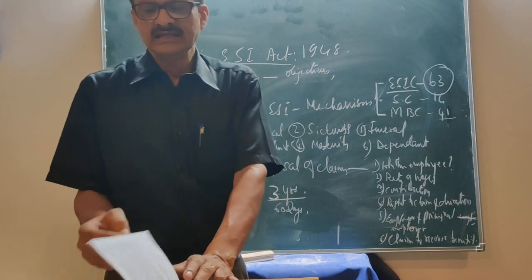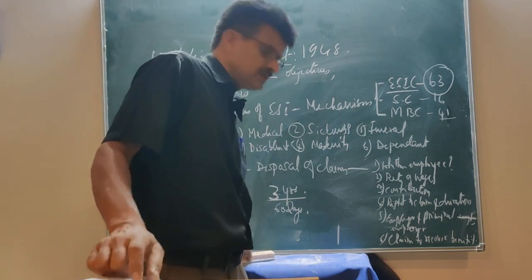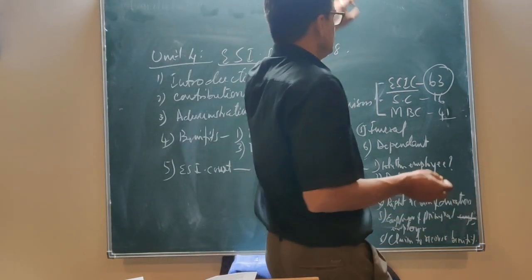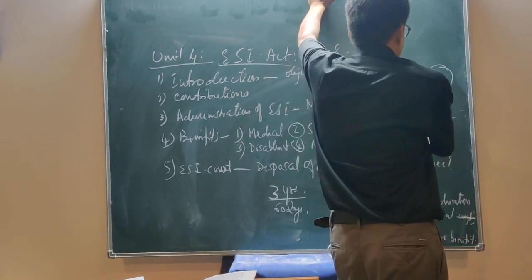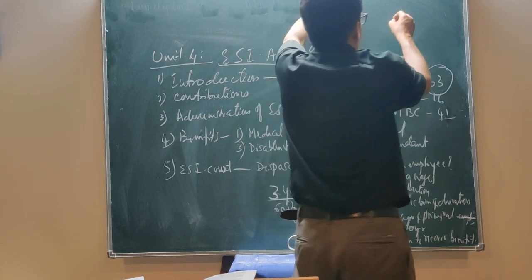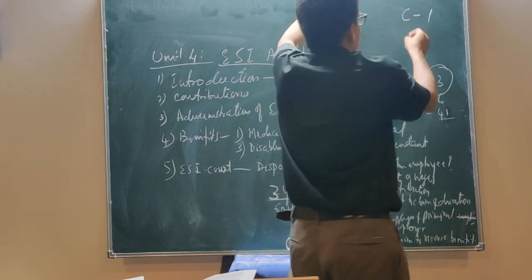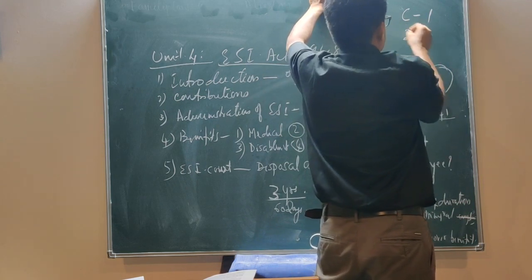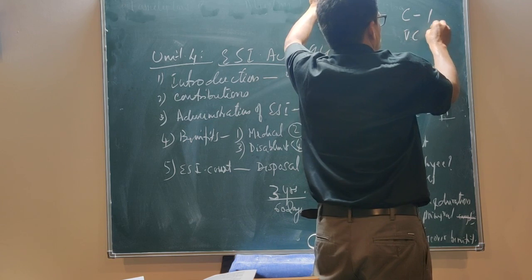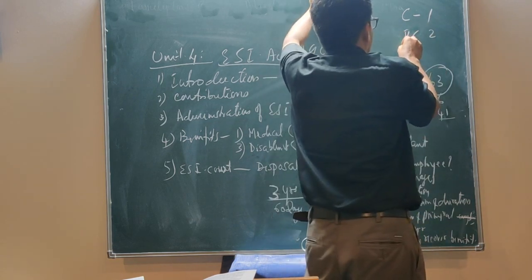But before that, let me also discuss the composition of the ESI Corporation. As I said, the ESI Corporation consists of 63 members, namely one chairman. One is chairman, and the second is vice chairman, VC. So it goes to 2. Then 5 to be nominated by the central government.